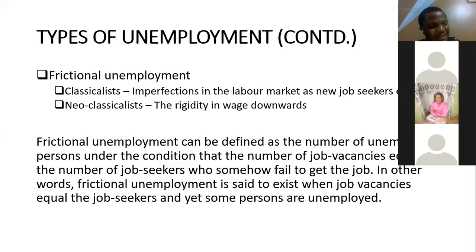The second school of thought is the neoclassicalist, and they said it's because of the rigidity in wage downwards. That is, it is easy for wage to increase, but it's difficult for wage to fall. That is why you see somebody that has been working and is earning 50,000, if he's looking for a job, he is not going to go for an interview for a job that is lower than 50,000. He will decide to go for a job interview that is higher than 50,000, and that might be say 80,000. So because wage does not come down easily, it's easy for wage to go up, you will always have those that are seeking for a job and changing jobs. So between that period, when people are seeking for a job and changing jobs, the unemployment existing there is frictional unemployment.